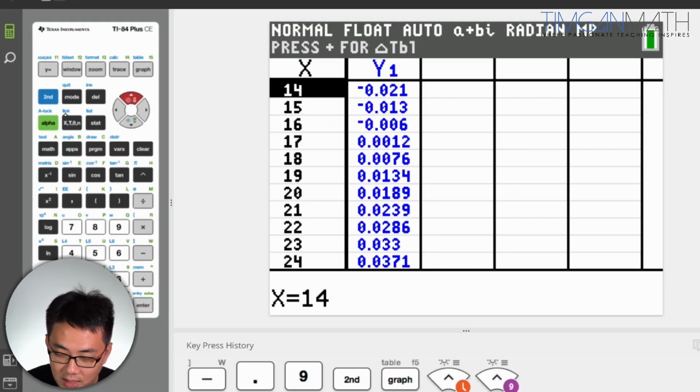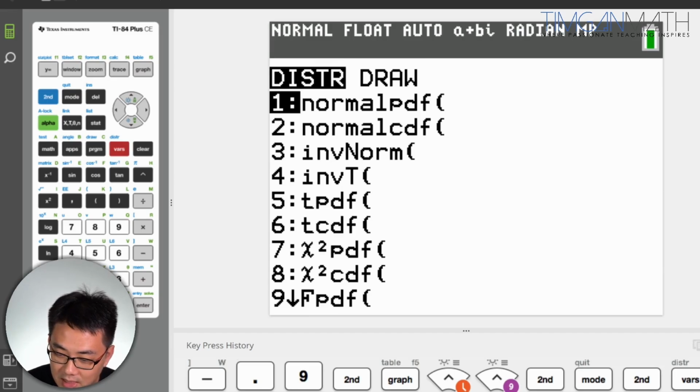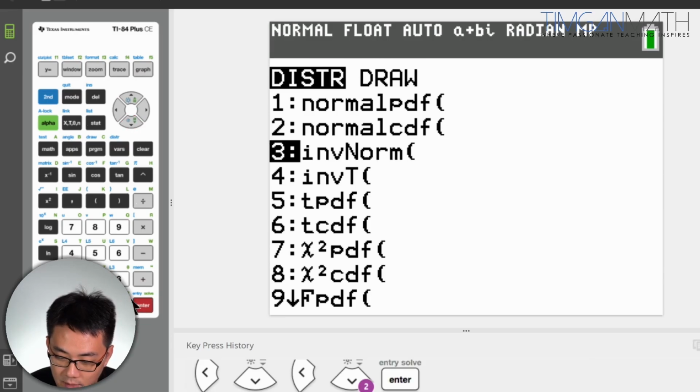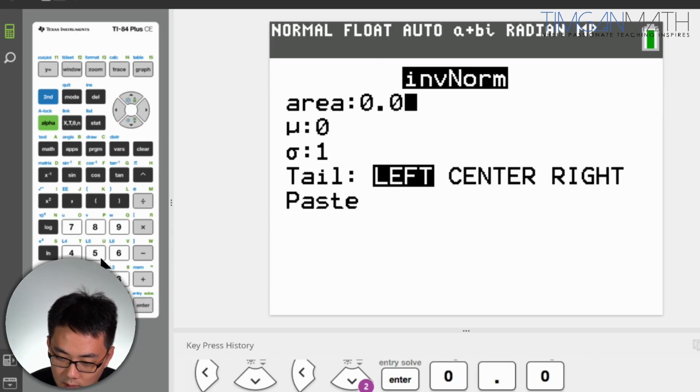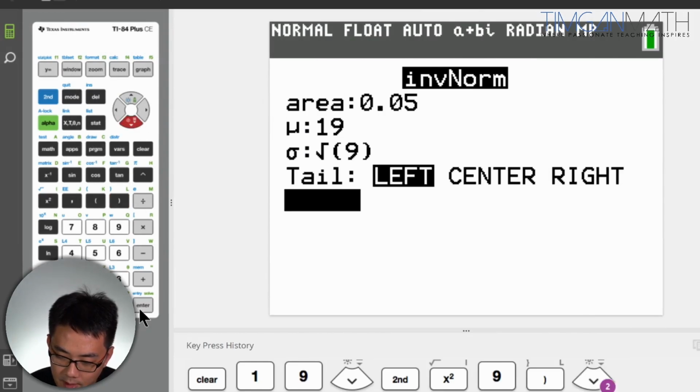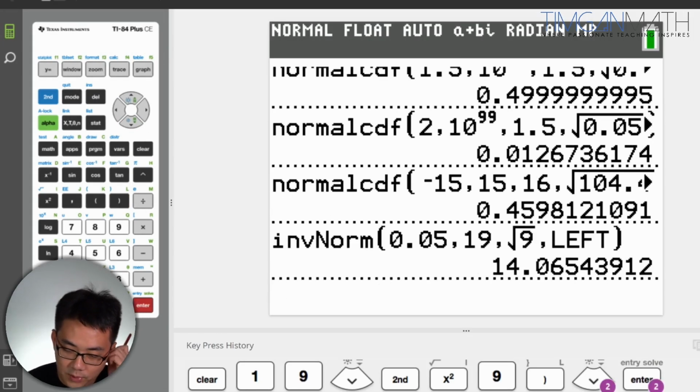So now you just think about it, right? You just basically need to do inverse norm. Inverse norm, 5% on the left and on the right. So this is 19, and root 9, which is 3. Then left, there will be 14.06.